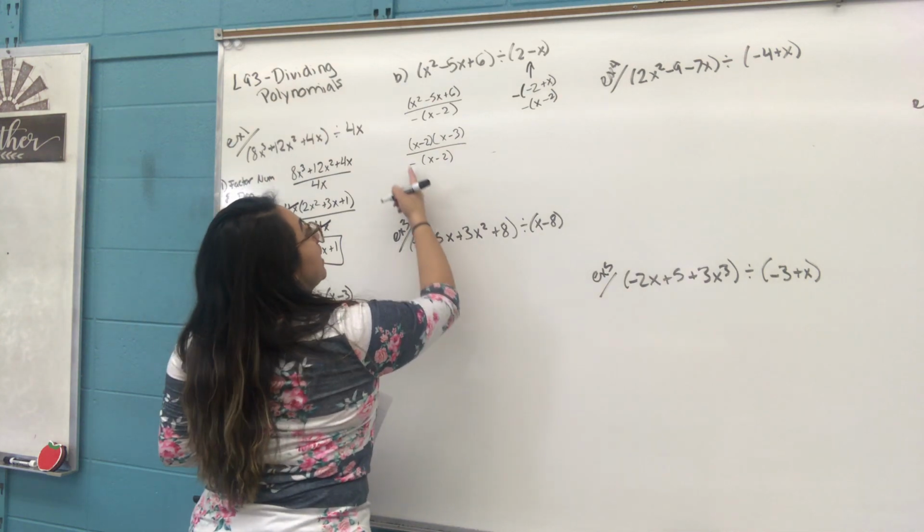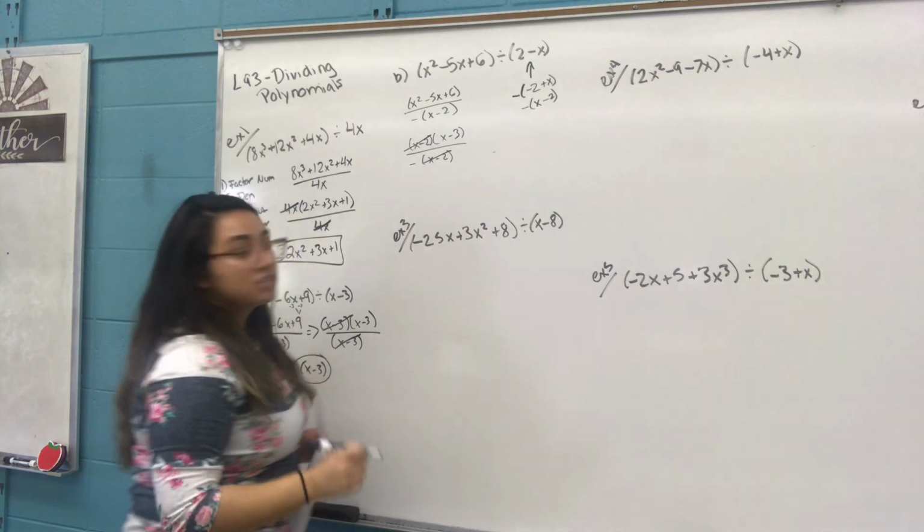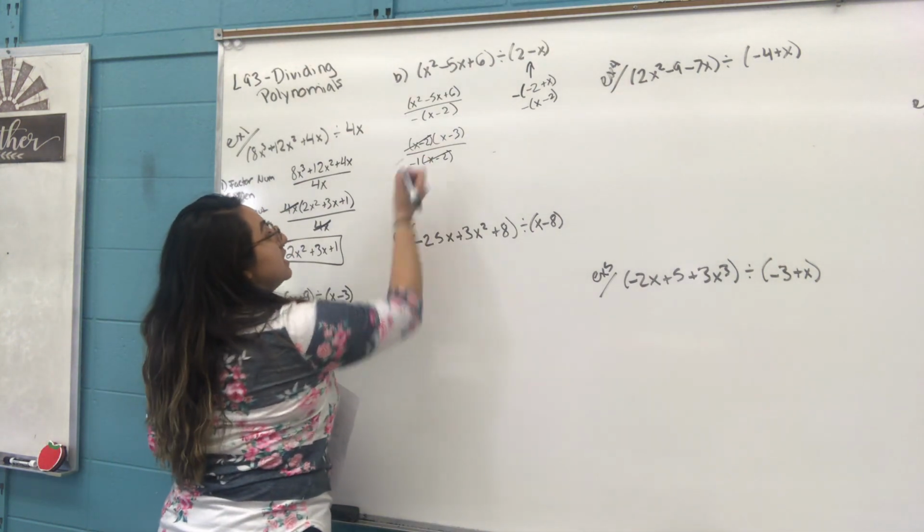Now, we go ahead and factor out. Now let's cancel anything that they have in common. They have x minus 2 in common. This negative is like a negative 1.